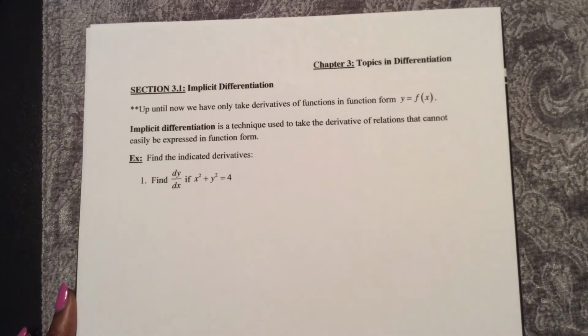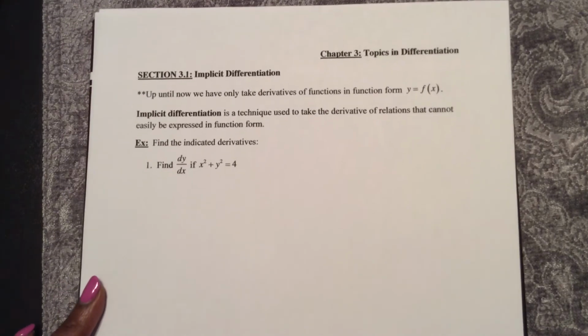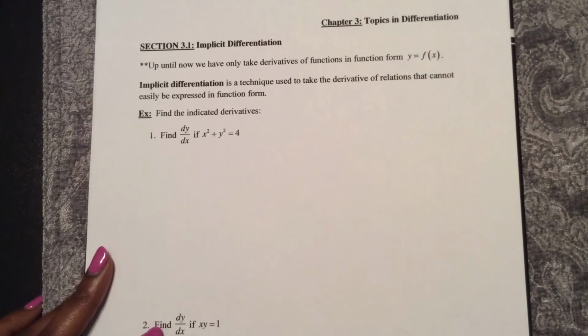Up until now, we've only taken derivatives of functions in function form, y equals some function of x, but sometimes we don't have functions that can easily be expressed in that form, and therefore we use a technique called implicit differentiation. This week we'll discuss this more in depth in class. But let's get into some examples.